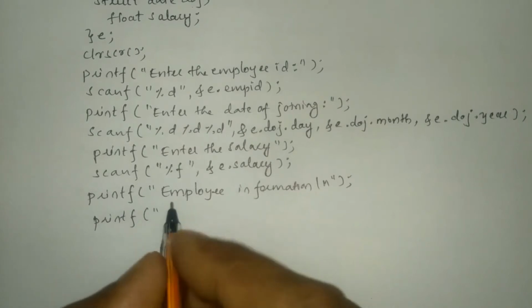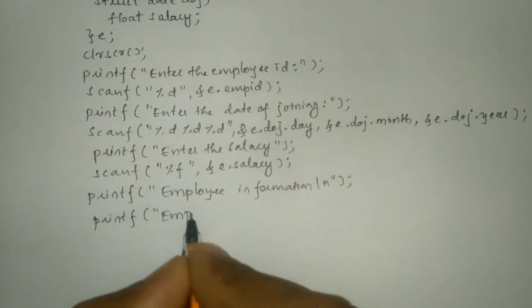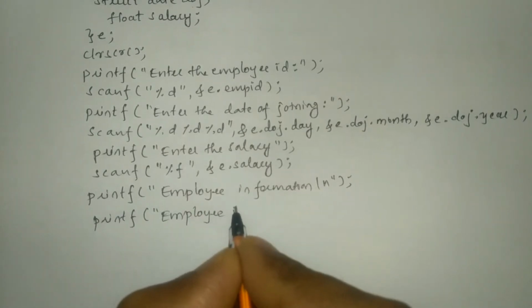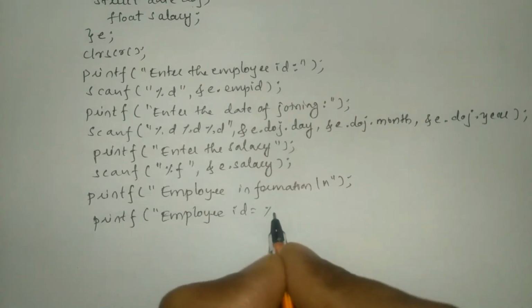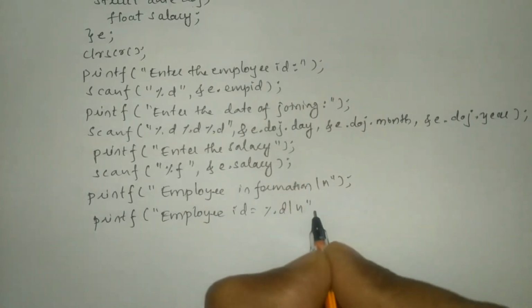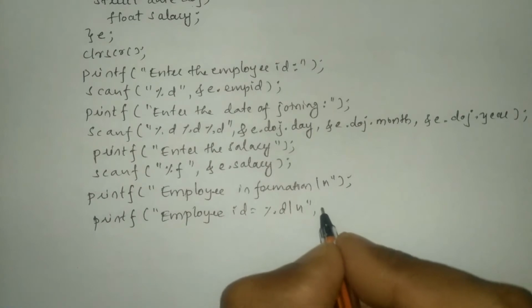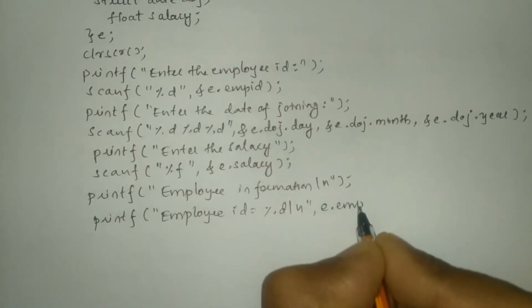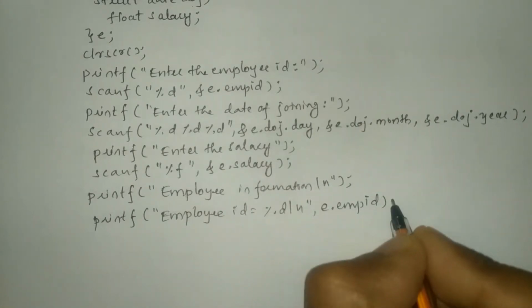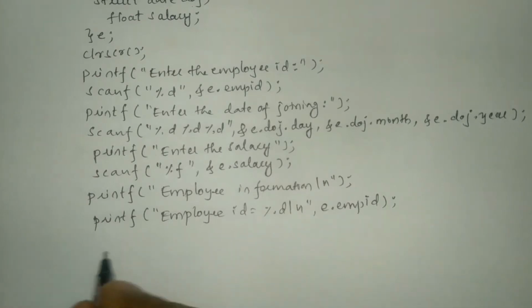So in a double quotation mark, we'll write "employee ID is equal to %d \n" and the double quotation mark, put comma, e.empID, that stores the value whatever entered by the user.